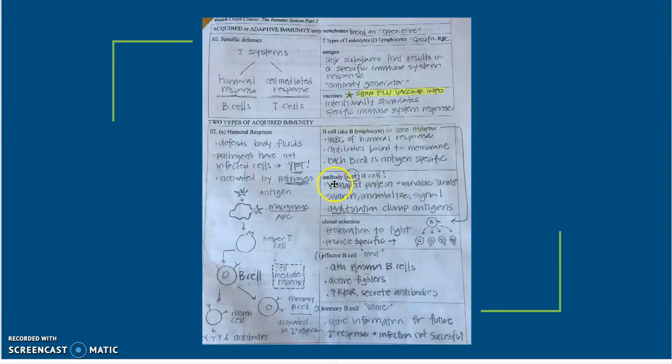And the whole Y thing is all the same, except that the arms are what are variable. A ton of the antibodies are produced, and they also exist on the outside of these B cells. So they're in two different places. They're attached to cell surfaces, and then they also float freely in your blood and in your lymph.